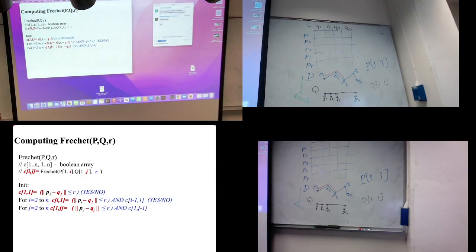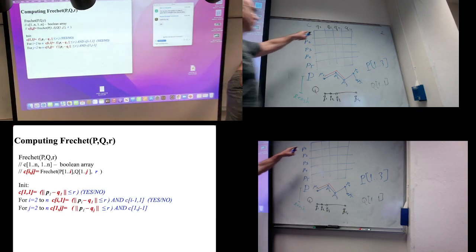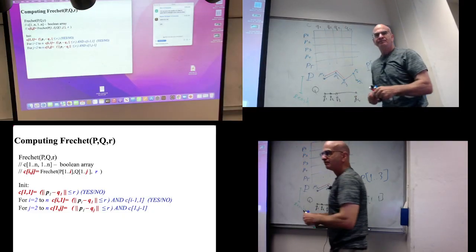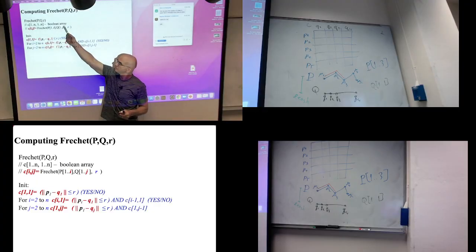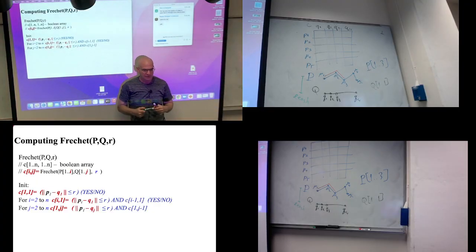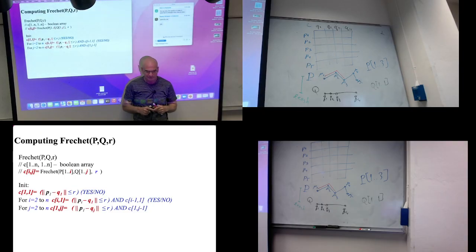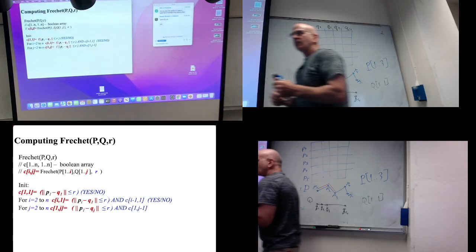What do you think, in the example on the whiteboard? What should C11 contain? C11, what I wrote in this cell. Okay, what is written here? I tell you first. Compute what is a prefix. Distance between P1 and Q1.